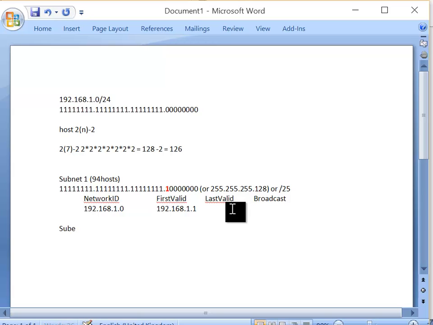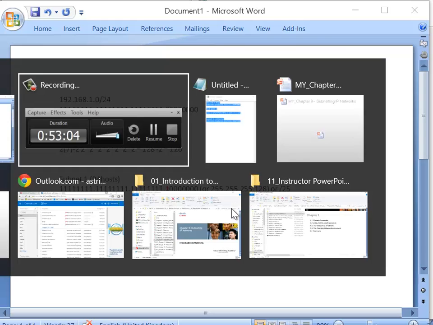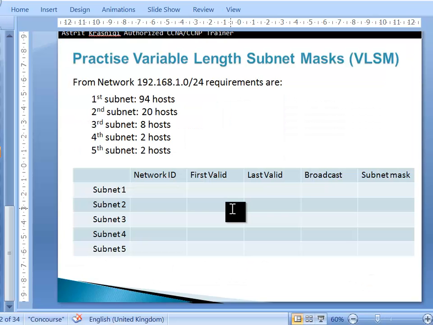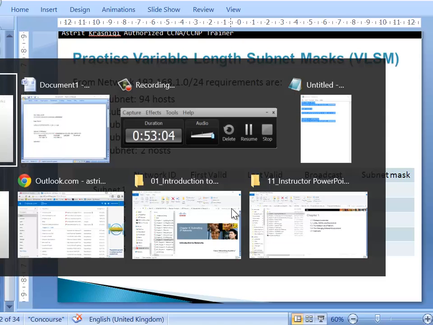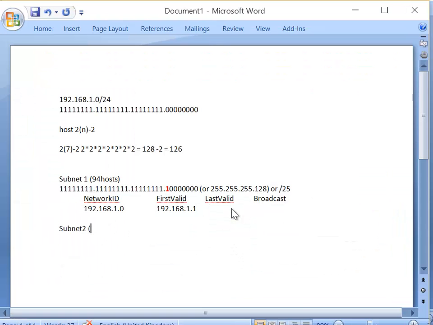Subnet 2. How many hosts do we require for subnet 2? Subnet 2, we required 20 hosts. Okay, 20 hosts required. Right. Now you start with the subnet that you're given.